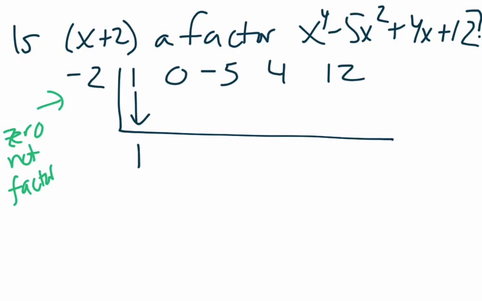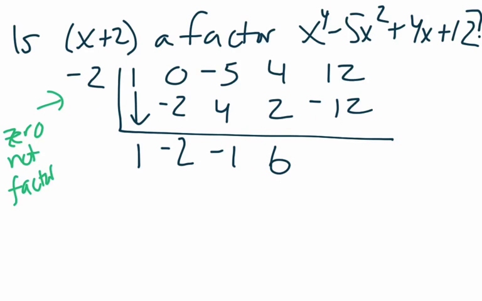So drop the 1. Negative 2 times 1 is negative 2. 0 plus negative 2 is negative 2. Negative 2 times negative 2 is positive 4. Negative 5 plus 4 is negative 1. Negative 2 times negative 1 is positive 2. 4 plus 2 is 6. And negative 2 times 6 is negative 12. And then 12 plus negative 12 is 0.